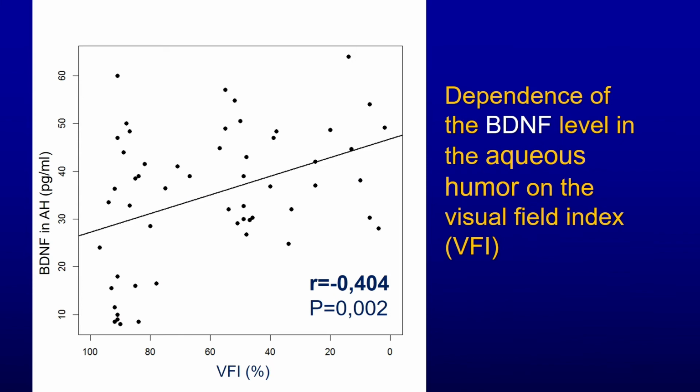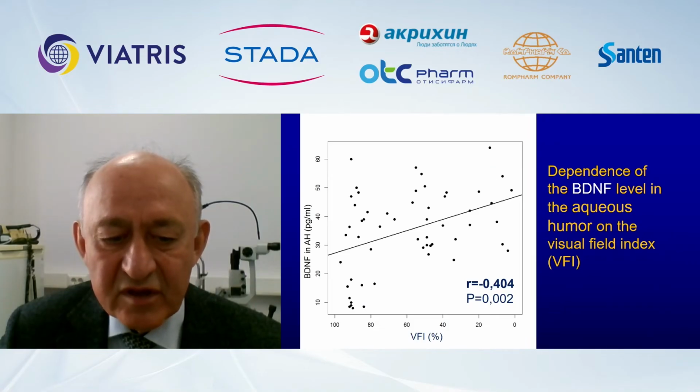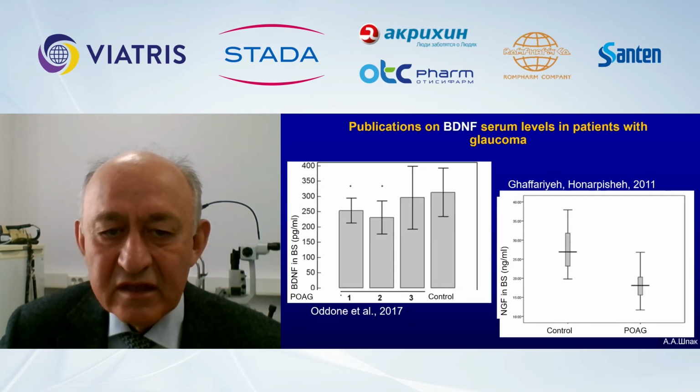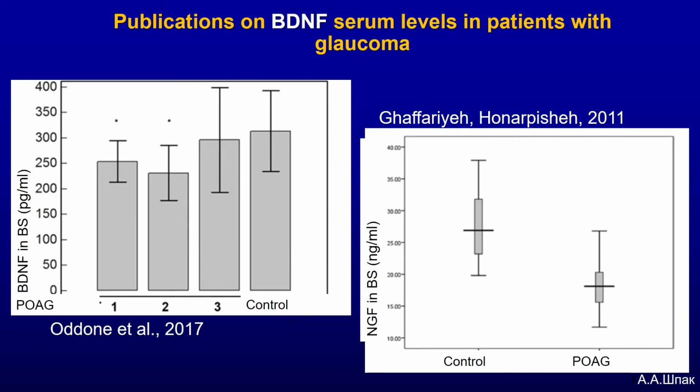And if we look at the visual field index, which is a geometric index, VFI, we see that with progression of glaucoma, with the reduction of the index, we appreciate a dramatic increase of brain-derived neurotrophic factor BDNF in the fluid of the anterior chamber. This is our data, confirmed by a donor study in the serum of glaucoma patients. Here you can appreciate the same.